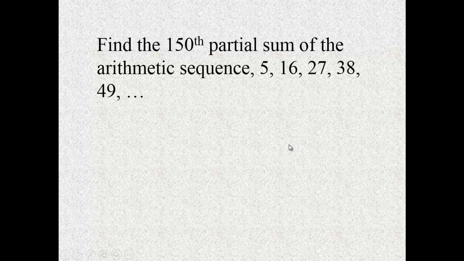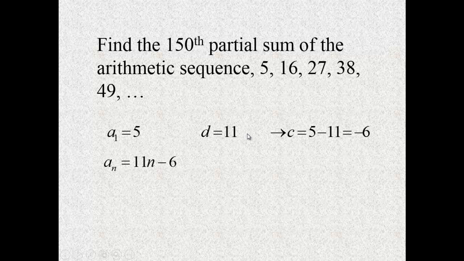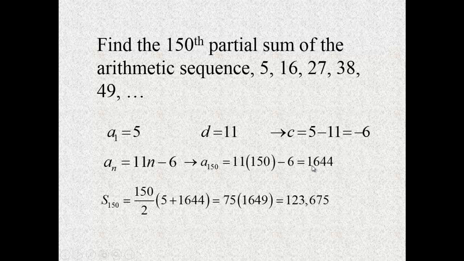Now find the 150th partial sum of the arithmetic sequence 5, 16, 27, 38, 49. The first term is 5. The common difference is 11. So a_150 is 1644. We should count it first before we count S_150.